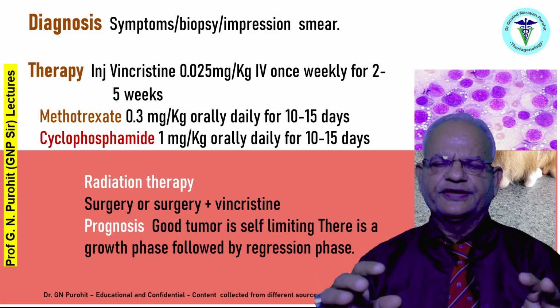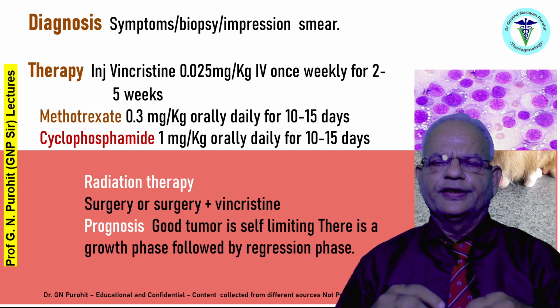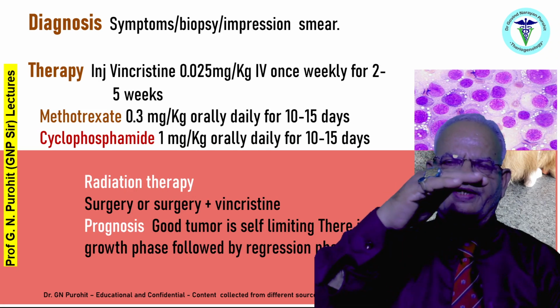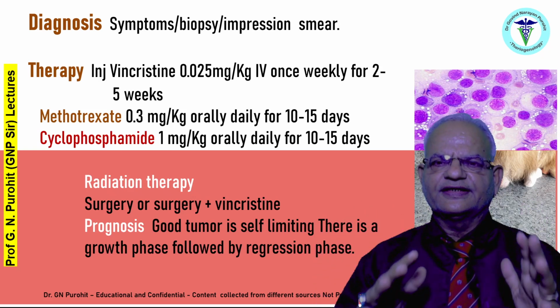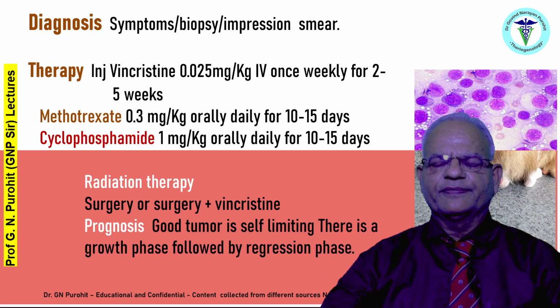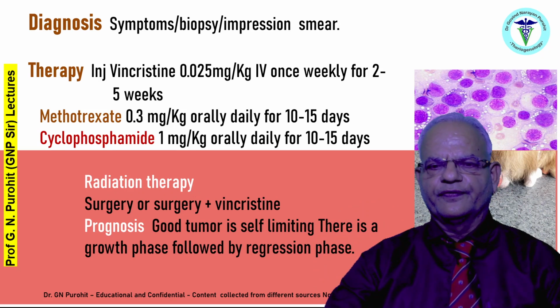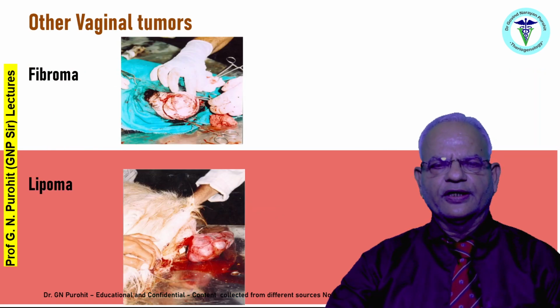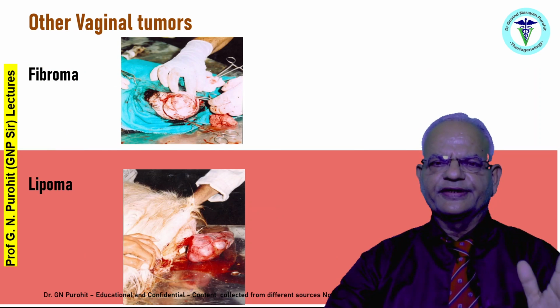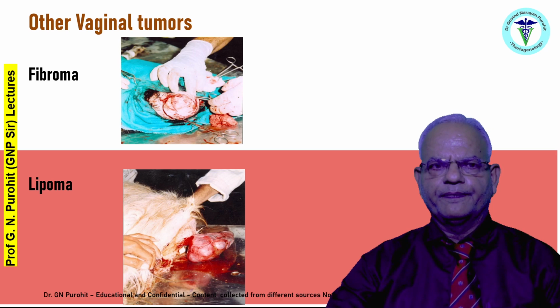The prognosis for the disease is good because the tumor has got a growth phase, a static phase, and a regression phase. So the disease is self-limiting, but when the symptoms are high, one can administer vincristine. Other vaginal tumors may include fibroma, lipoma, or many other types, and they can be surgically resected only.